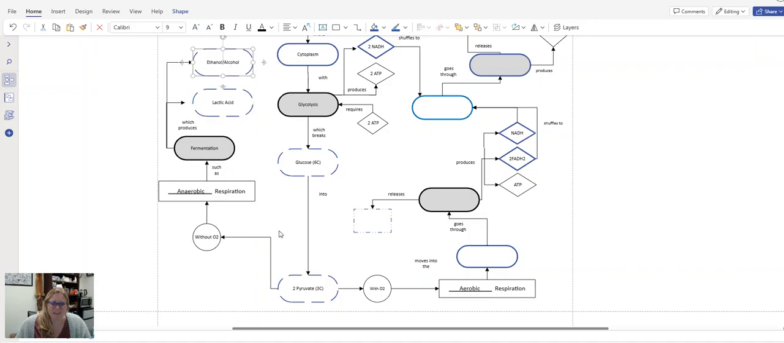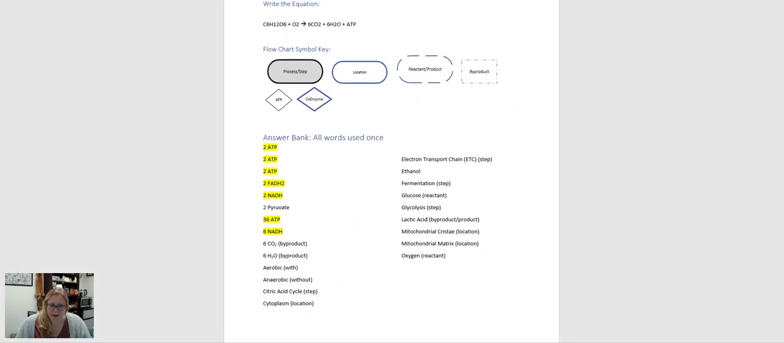Isn't that cool? Cool. That knocks out a good chunk of our word bank, right? We did aerobic and anaerobic. We did the cytoplasm, right? We figured out where pyruvate goes. We figured out glycolysis and glucose.